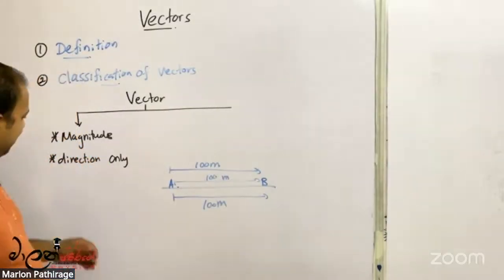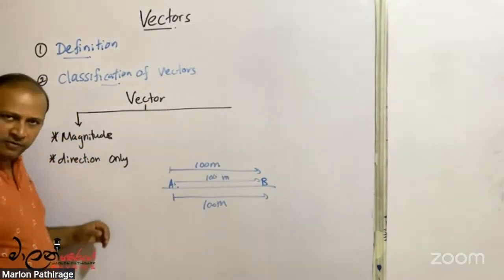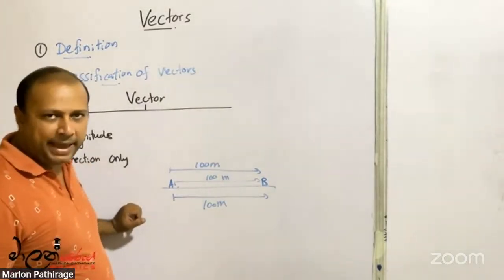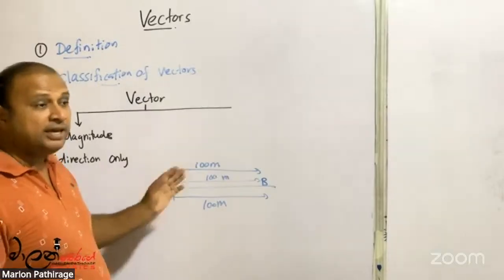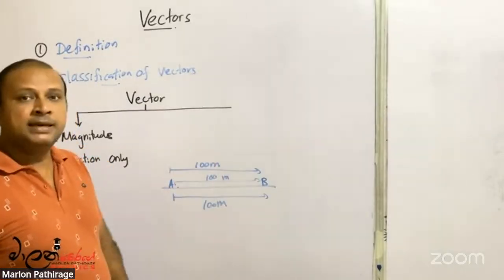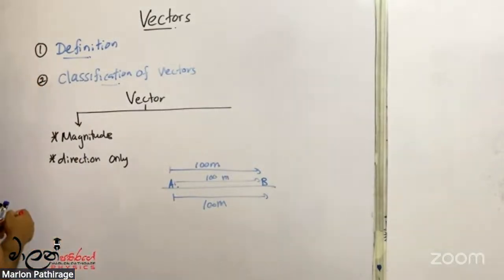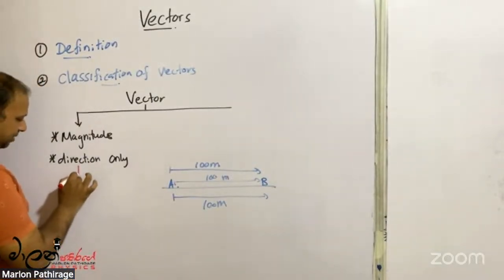Therefore, there are some vectors that have magnitude and direction only. Such kind of vectors are called free vectors. Free vectors.